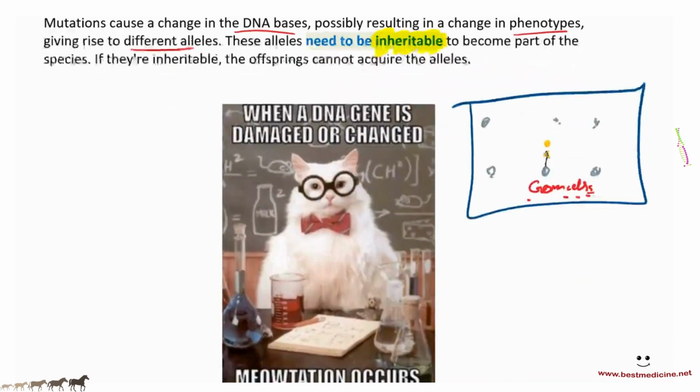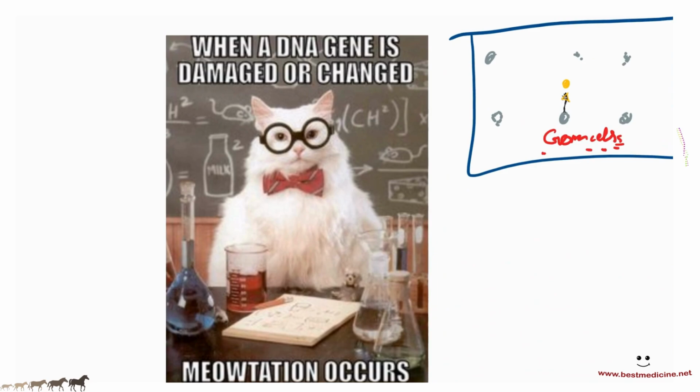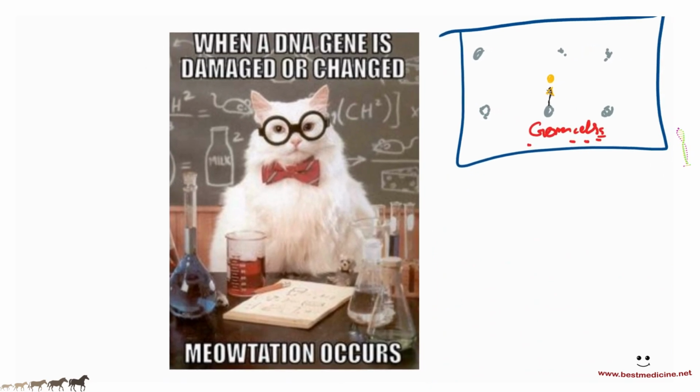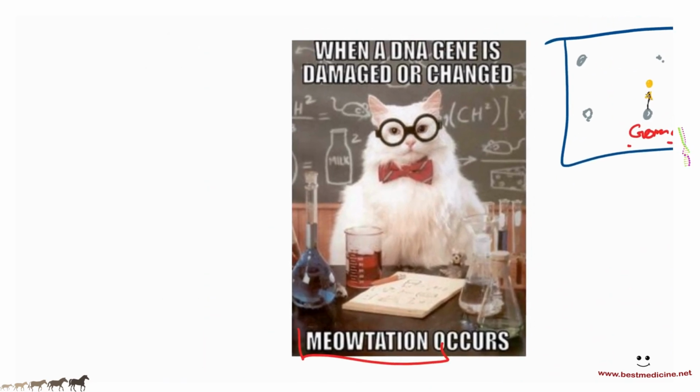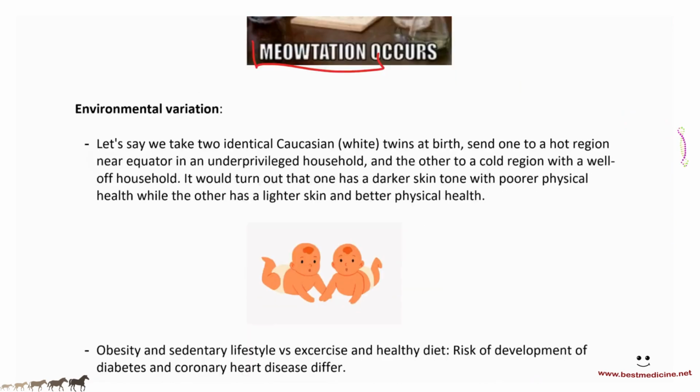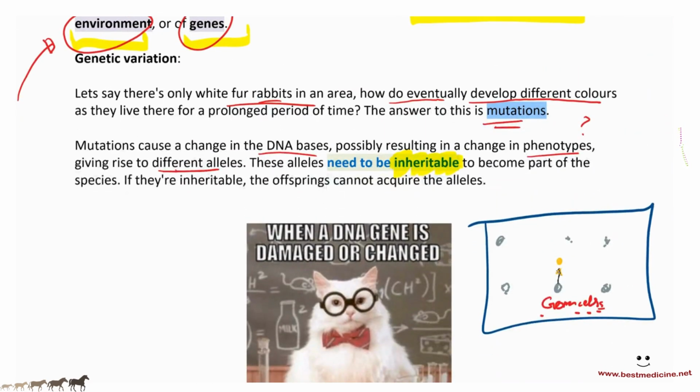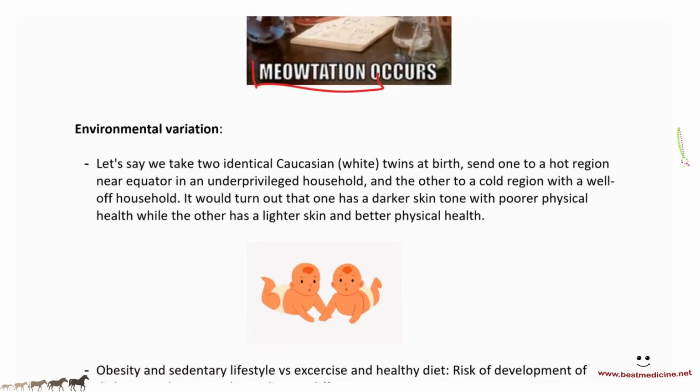You can also call this meowtation. When a DNA gene is damaged or changed, meowtation occurs. Okay, next up, we have environmental variation. Of course, genetic variation includes mutations, but what about environmental variation?